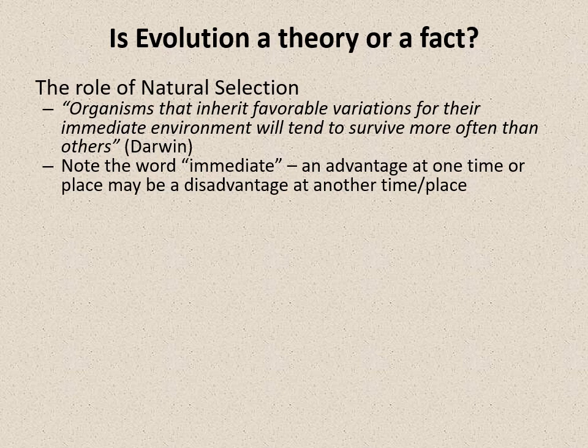Darwin, who coined the idea, as organisms that inherit favorable variation for their immediate environment will tend to survive more often than others. Now notice that this is not a guarantee. It just says that they tend to survive more often than others. And note also that the word immediate is important here. That means an advantage at one time or place may not be advantageous at another time and place.